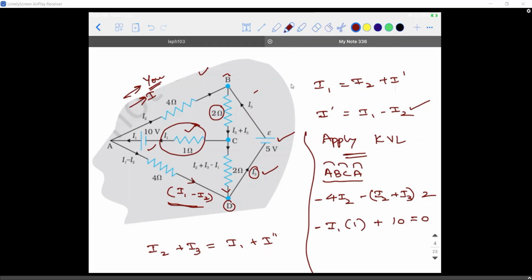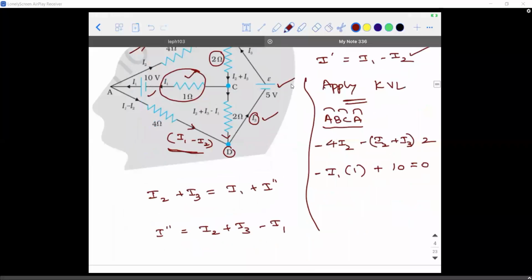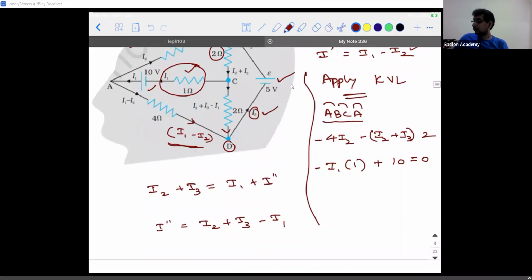Yes, sir. Now, what is the other loop that we can think of? You can think of the loop ACDA. When you take the loop ACDA, who can tell me the equation? When you go from A to C, you are encountering a battery and a resistor.